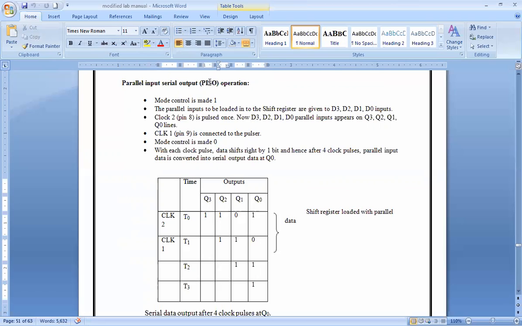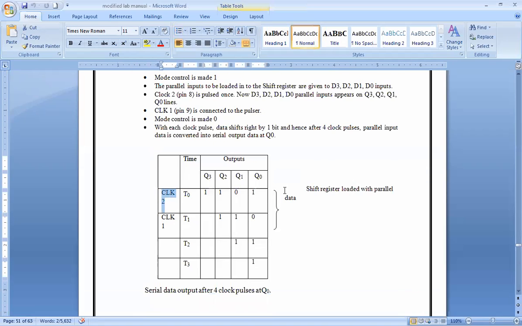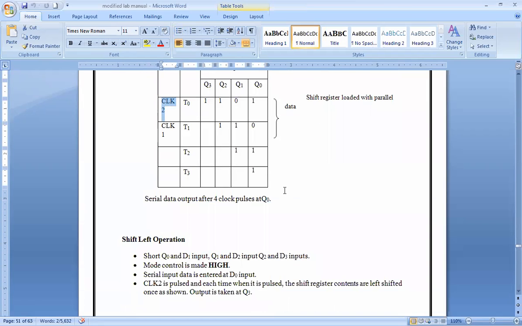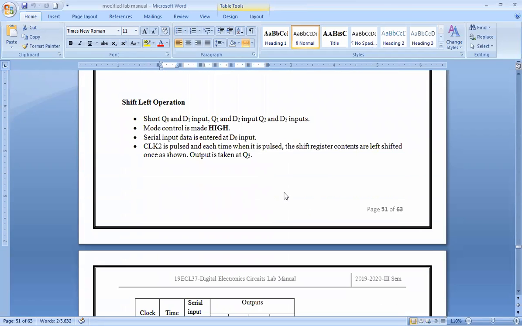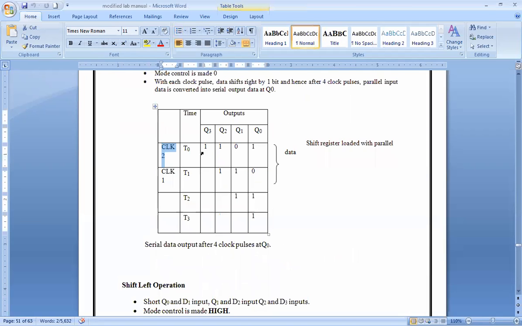Whenever I want serial output, then I will be changing the mode to 0 and I will be using clock 1. Whenever I want to use parallel, then mode will be made high and clock 2 is used. Did you understand, students, all of you? Yes, sir. Okay, right. So as soon as you have the data here, you press clock 2, all the data will appear here. Then you press clock 1, bit by bit, it shifts.